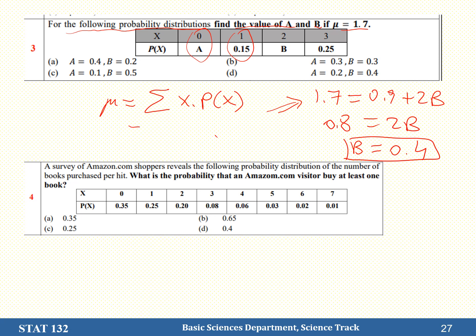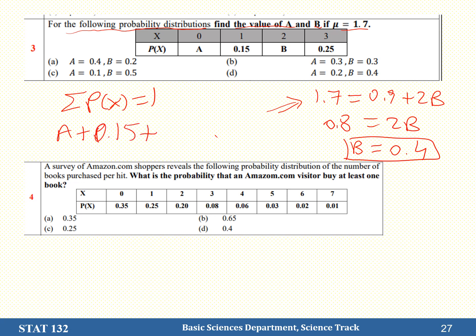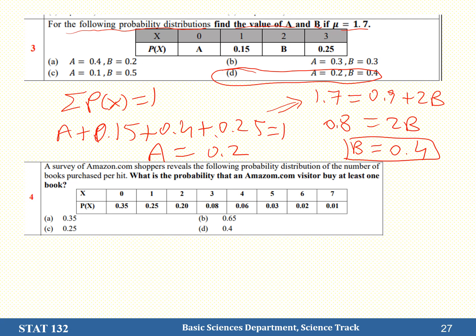Now, how can we find A? We can use the fact that the sum of the probabilities will be equal to 1. So in this case, A plus 0.15 plus b, which is 0.4, plus 0.25 is 1. So in this case, you can find a to be 0.2. So then it will be D.